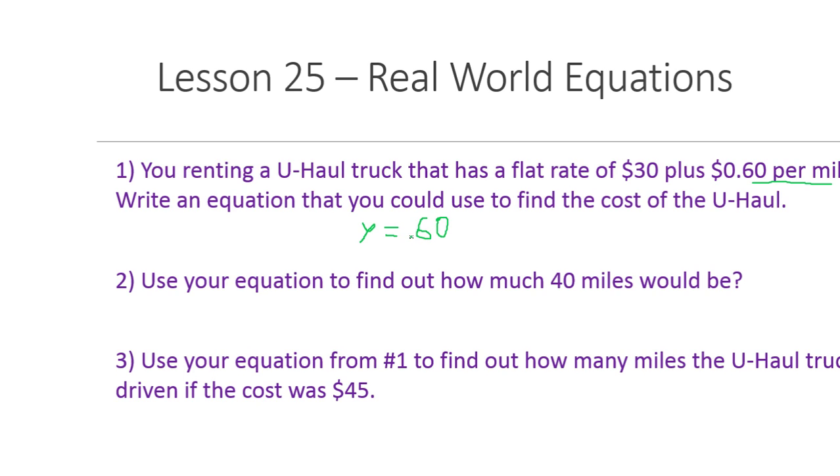So I'd say 0.60x, and then $30 is the flat rate, so that's plus 30. Technically, you could say 30 plus 0.60x, that would be fine. But remember, the variable has to be by the 0.60 because it's per mile that you're getting that. Okay, so how much you pay depends on how many miles you drive. So you use the equation to figure out how much 40 miles would be. So now that we have this equation, this is our answer. We use this for this next problem to figure out how much 40 would be.